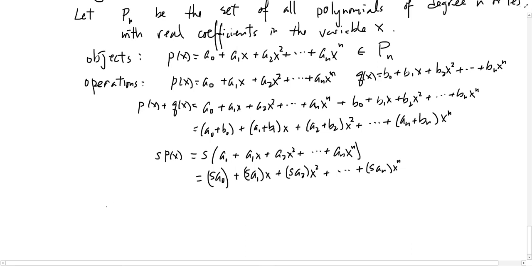And I'm also going to define our zero element. A zero element would be this one. I'm going to call it z of x. It will just equal 0 plus 0x plus 0x squared plus dot dot dot plus 0x to the n. Essentially, our zero function or zero vector is just z of x equal to 0.